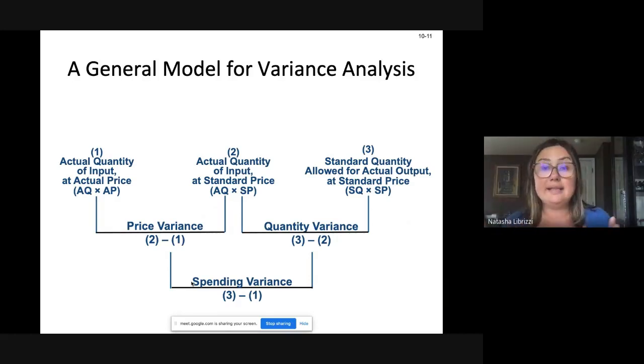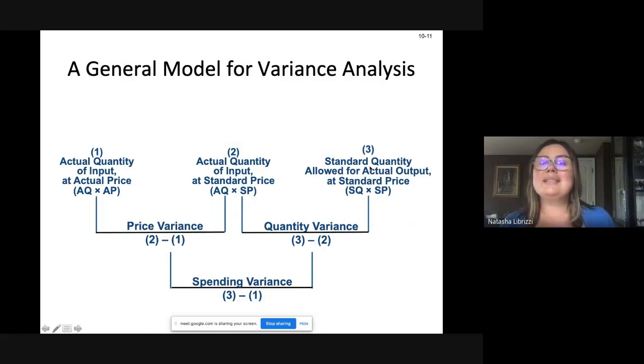All right, I really like this chart. You also have a formula method, which you'll see in the book, but this is a perfect way of doing this. All right, so actual quantity of input at actual price. So AQ times actual price. So actual quantity times actual price. It's a general model, so it could be material, it could be actual quantity of labor hours who worked for me at what I actually paid them for labor. Then actual quantity of input at standard price, because what you paid somebody and what you actually should have paid could be different.